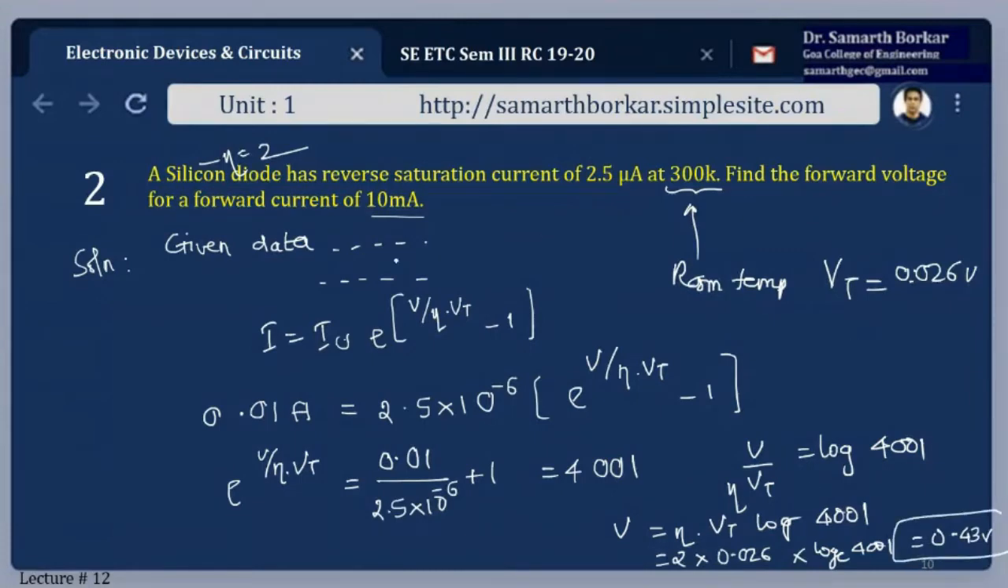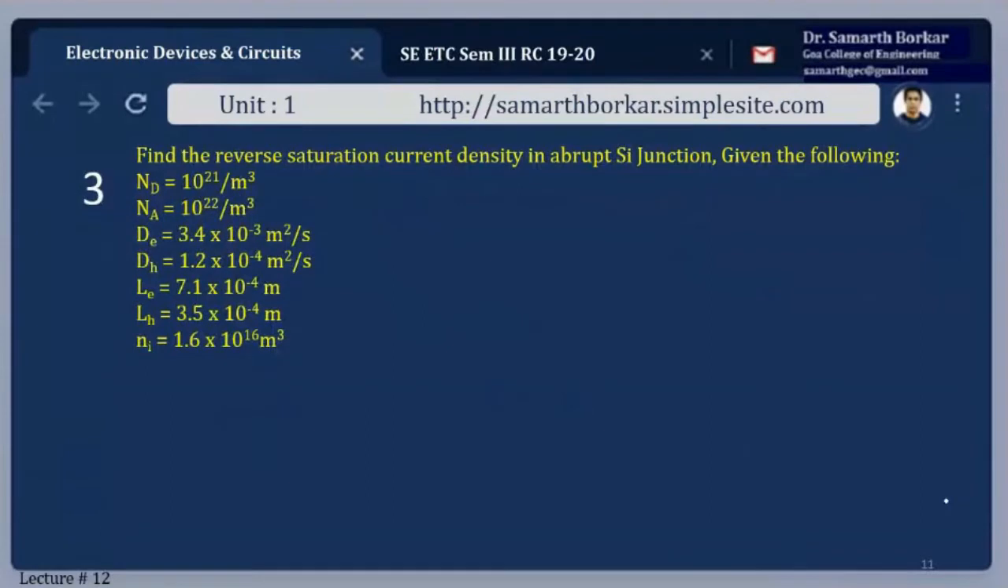So what it says: if a silicon diode is used in the circuit and it has a reverse saturation current of 2.5 microamperes and a forward current of 10 milliamperes, find the forward voltage. So forward voltage will be 0.43. So its barrier potential is 0.43 for this given problem statement. Next problem, find the reverse saturation current.